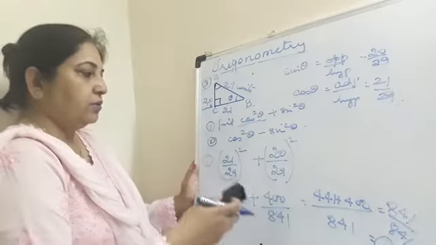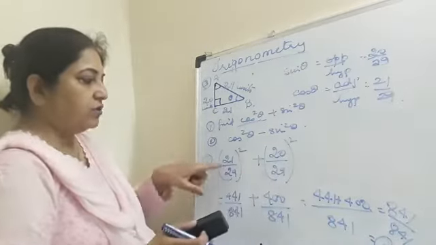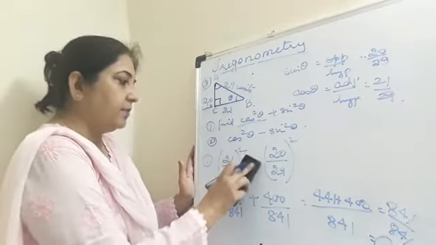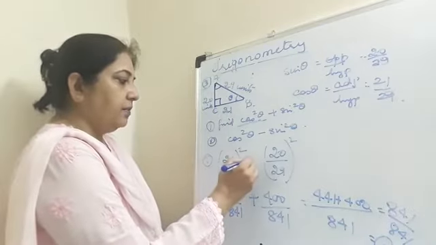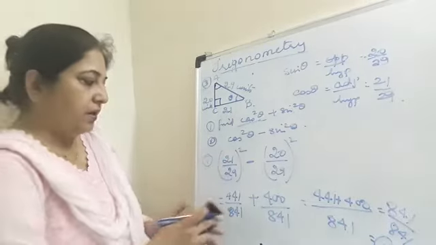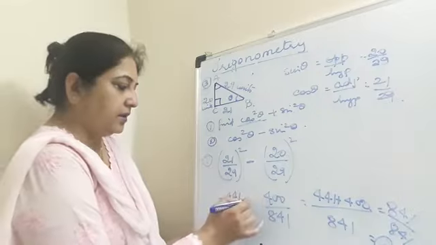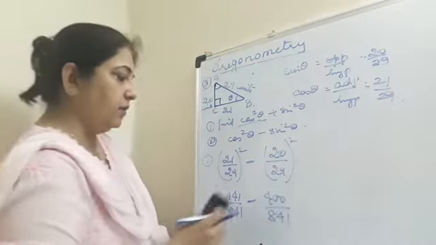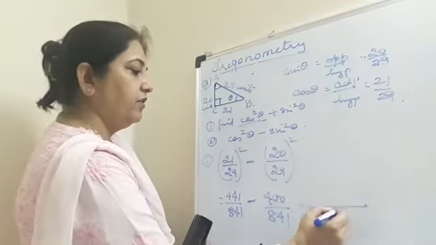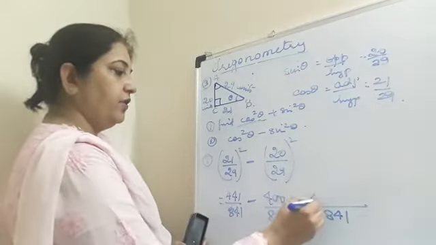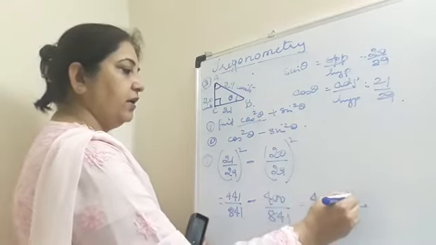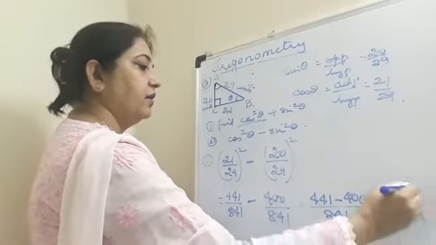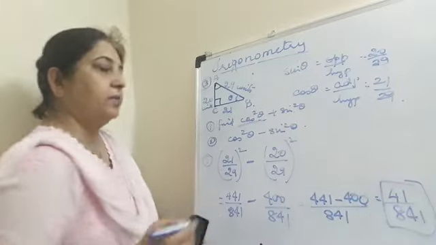Now coming to the second part. In the second part, values will not change, but the sign will change. So here I make it cos square theta minus sin square theta. So I write once again, 841 is the LCM. 441 minus 400 will give you 41 upon 841. So this is the answer for the second part.